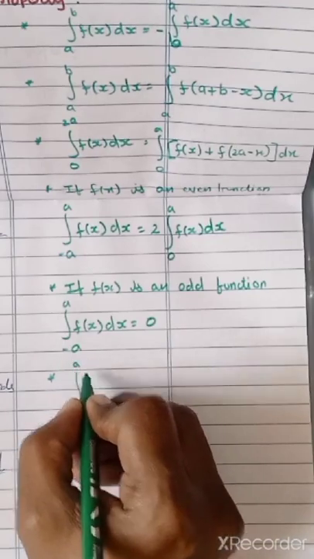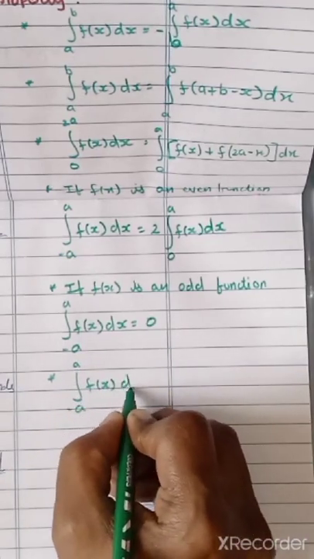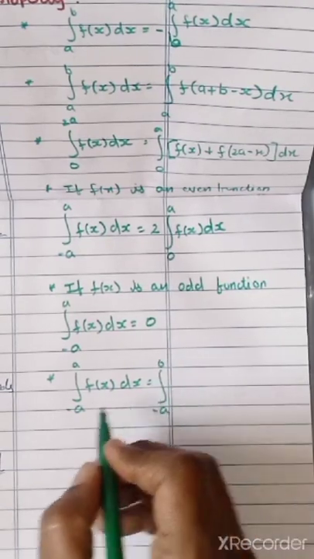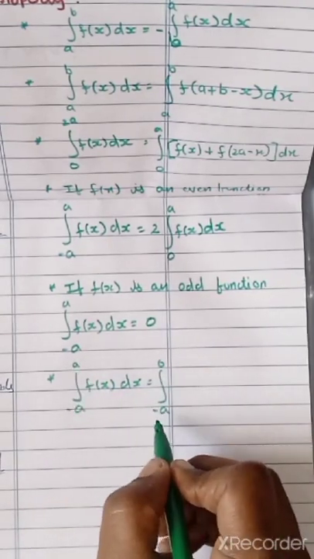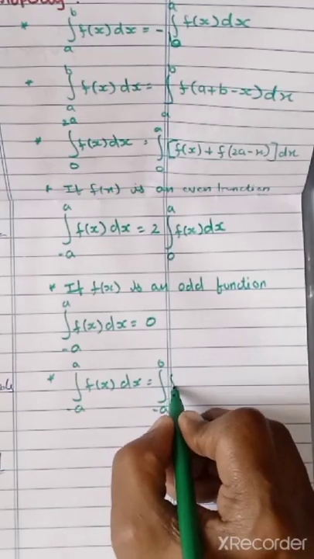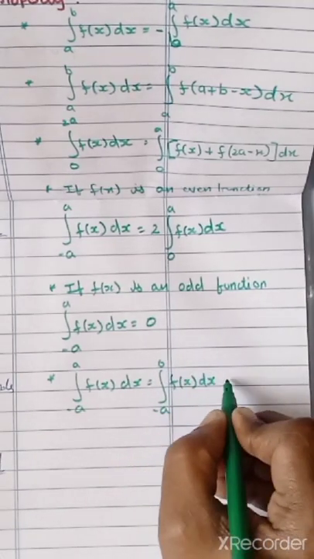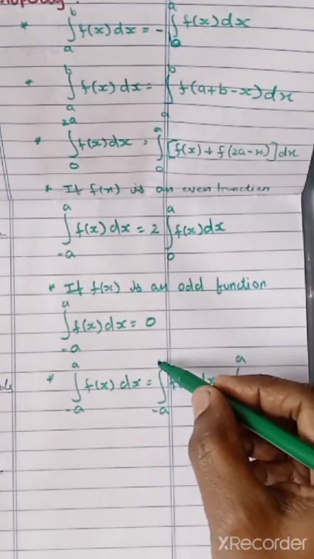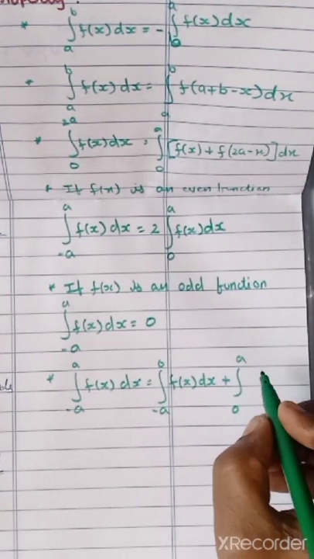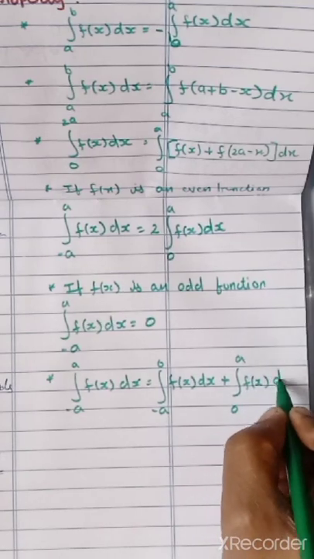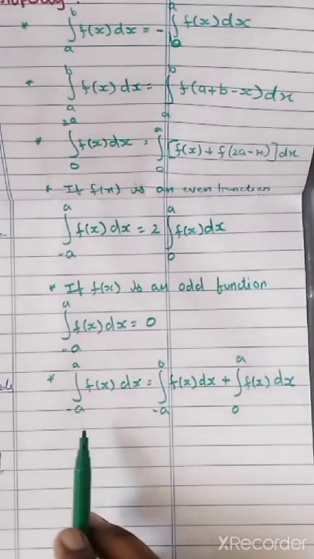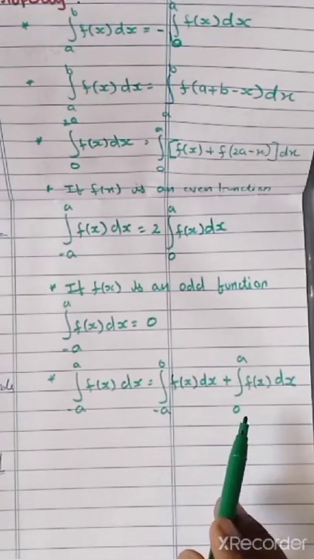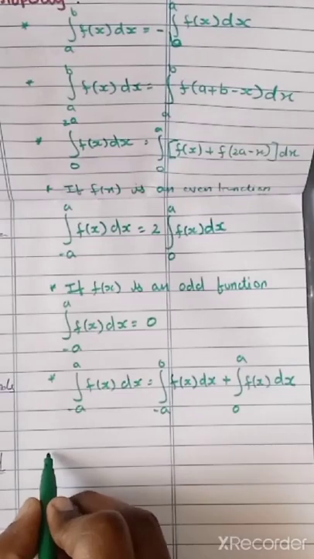Next property: integral from minus a to a f of x dx. We can split this minus a to a as the integral from minus a to 0 f of x dx plus the integral from 0 to a f of x dx. So this minus a to a, how can you split? Minus a to 0 plus 0 to a.